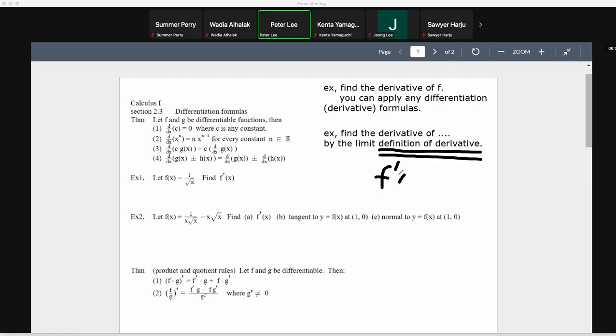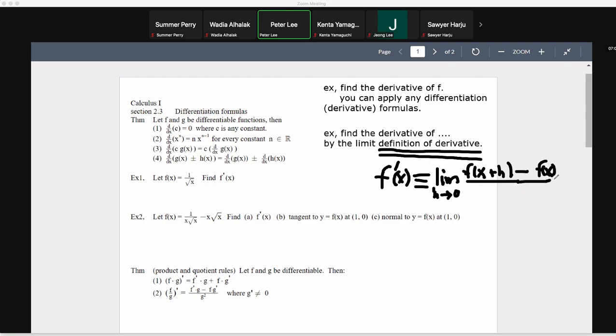F prime at x is equal to, and then you have to now do this. The definition of this, what is it equal to? This is equal to limit, and then what? Limit, h is approaching 0, or you can use the other version, t is approaching x, or h is approaching 0, and this is now going to be f of x plus h, and then minus f of x, and then divide by x plus h minus x, which will be just h.